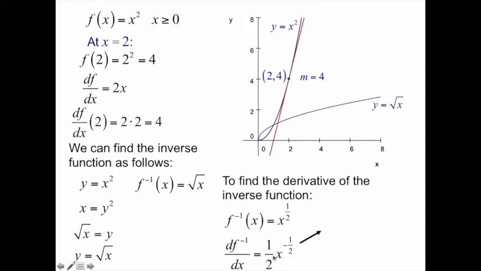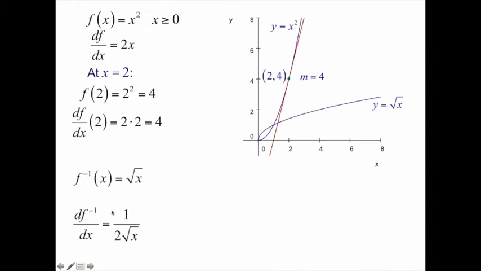So simplifying that, putting the x to the minus 1/2 back in the denominator and giving it back its radical sign, we get 1 over 2 times the square root of x. And this is just saying the same thing. So here's the derivative.